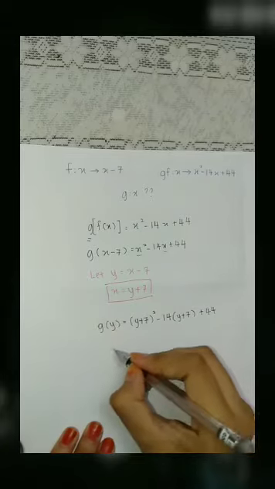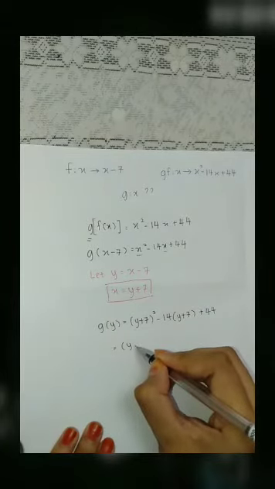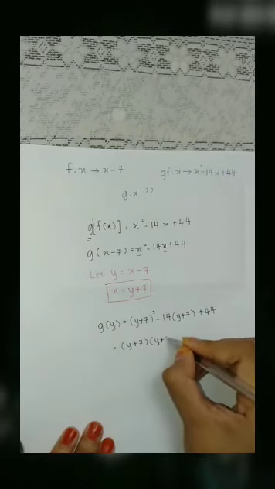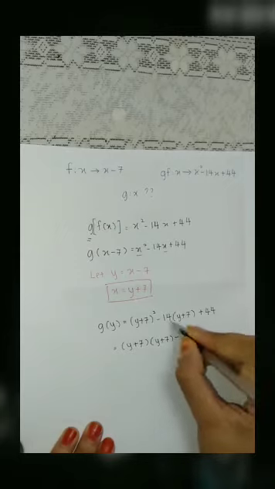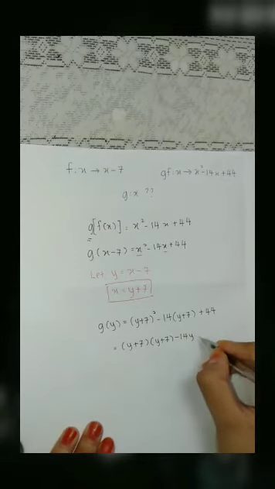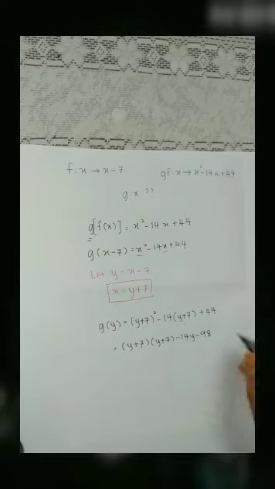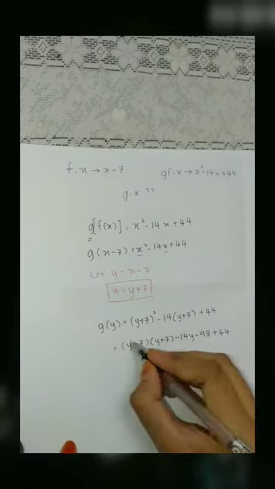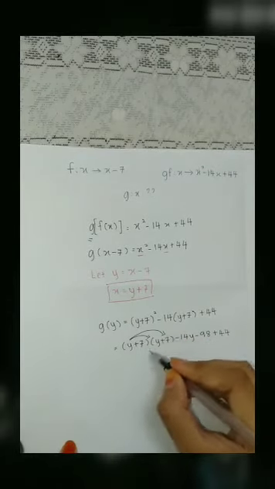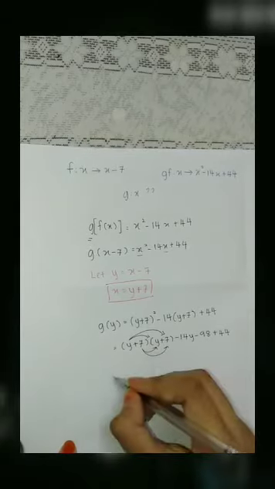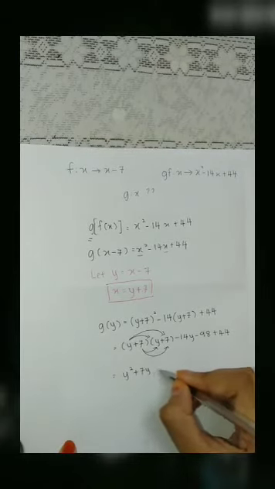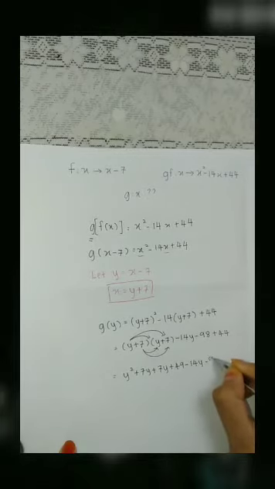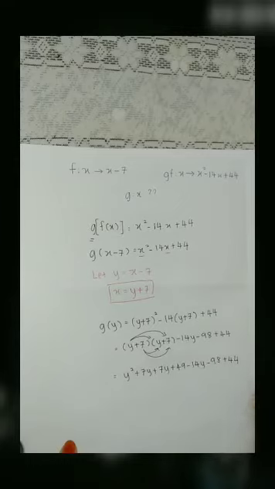So for this we have to write it like this: (y plus 7) squared minus 14y, and 14 times 7 is 98, plus 44. So here, do it like this: y squared plus 7y plus 7y plus 49 minus 14y minus 98 plus 44.